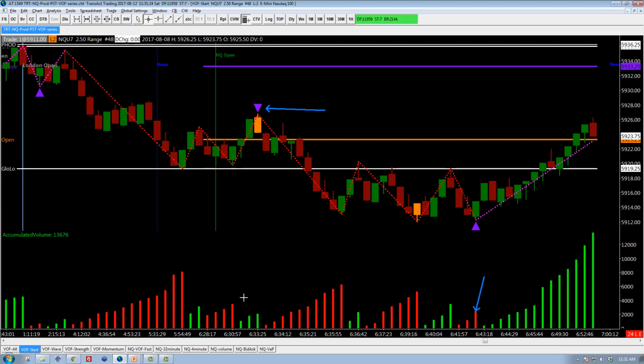Well, let's see. I actually think the divergence signal here is a little bit more important. So let's talk about that in a moment.